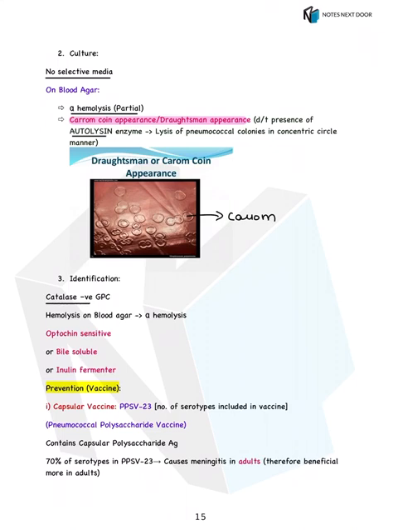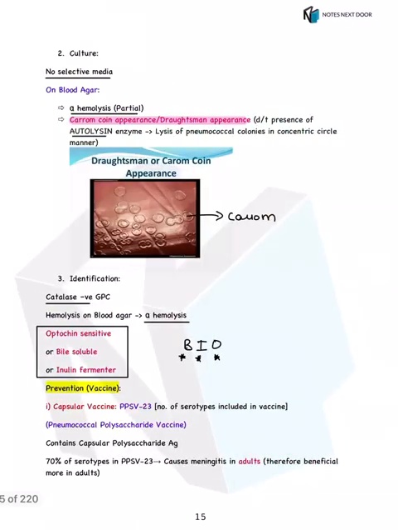This was catalase negative, I said it. Alpha hemolysis, I said. And this is optochin sensitive, bile soluble. How can you remember? BIO. B is for bile soluble, I is for inulin fermented, O is for optochin sensitive.